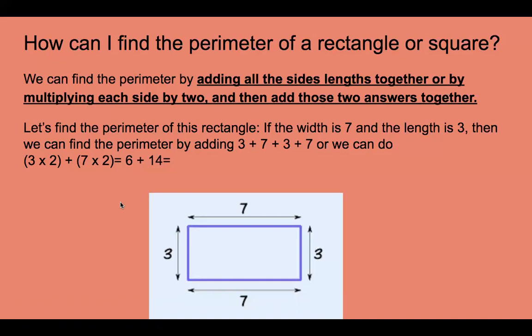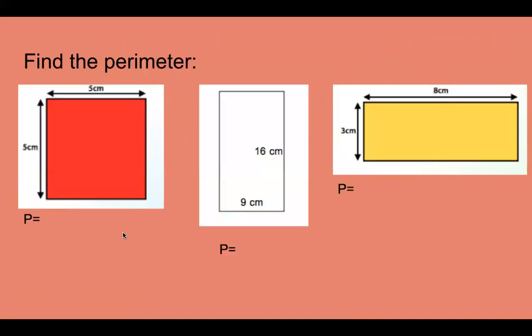All right, so hopefully you did the calculations correct and you got 20 as your perimeter. So if I add 3 plus 7, that equals 10. 10 plus 10 equals 20. So the perimeter of this rectangle is 20. So go ahead and try these now on your own.